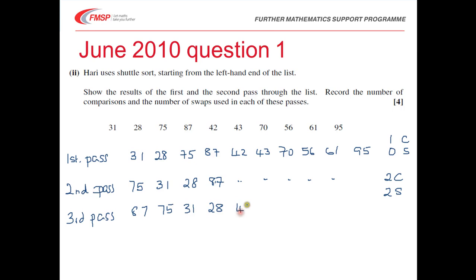Now the next number was a 42. So I would then compare the 42 and the 28, but of course I would compare it then with the 31, but that is where I would stop. So I wouldn't have to do quite the same number of comparisons. So I would compare the 42 and the 28 and swap them, compare the 42 and the 31 and swap them. I would compare the 42 and the 75, but I wouldn't swap them, so I've never had to compare it with the 87.